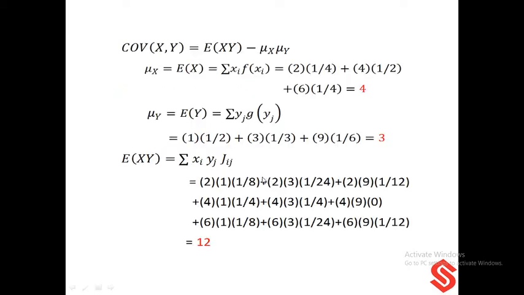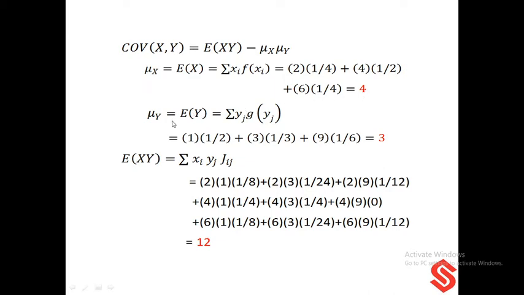distribution of y. Next we have the formula for covariance of x and y is equal to E of xy minus mu x mu y. So first let us find expectation of x, that is mu x, and then expectation of y. We have the formula expectation of x is equal to sigma xi into f of xi, that is x1 f of x1 plus x2 f of x2 plus x3 f of x3. You substitute the values, on simplification we get 4.